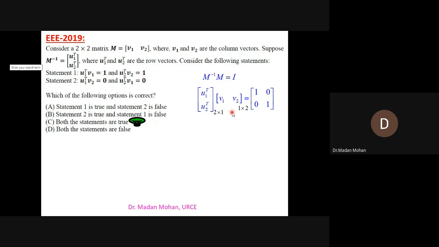I think you got it. Any doubt in it? M inverse I substitute, M I substitute. The result is a 2 cross 2 matrix. The corresponding elements are equal. Those corresponding elements are these 4 only. But here 1, 0, of course, transpose given here. Okay, the 4 elements are same. U1 transpose V1 is this 1. U1 transpose V2 is this 0. Next, U2 transpose V1 is this 0. U2 transpose V2 is this one. Those 4. Okay, I think you got it. Fundamental question. Just M inverse M is I.